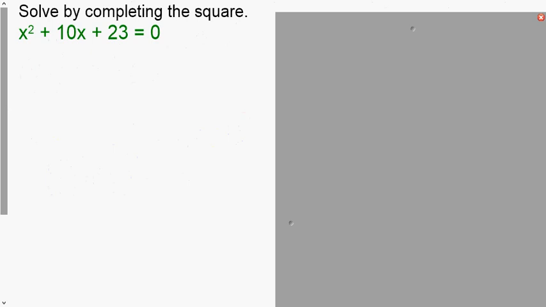Now, completing the square is a process. I'm going to walk through the first example and then I will read through all of the steps. Those of you that are actually listening to the audio, I would recommend writing down these steps, and then I will walk through another one, talking about each of the steps as we go.